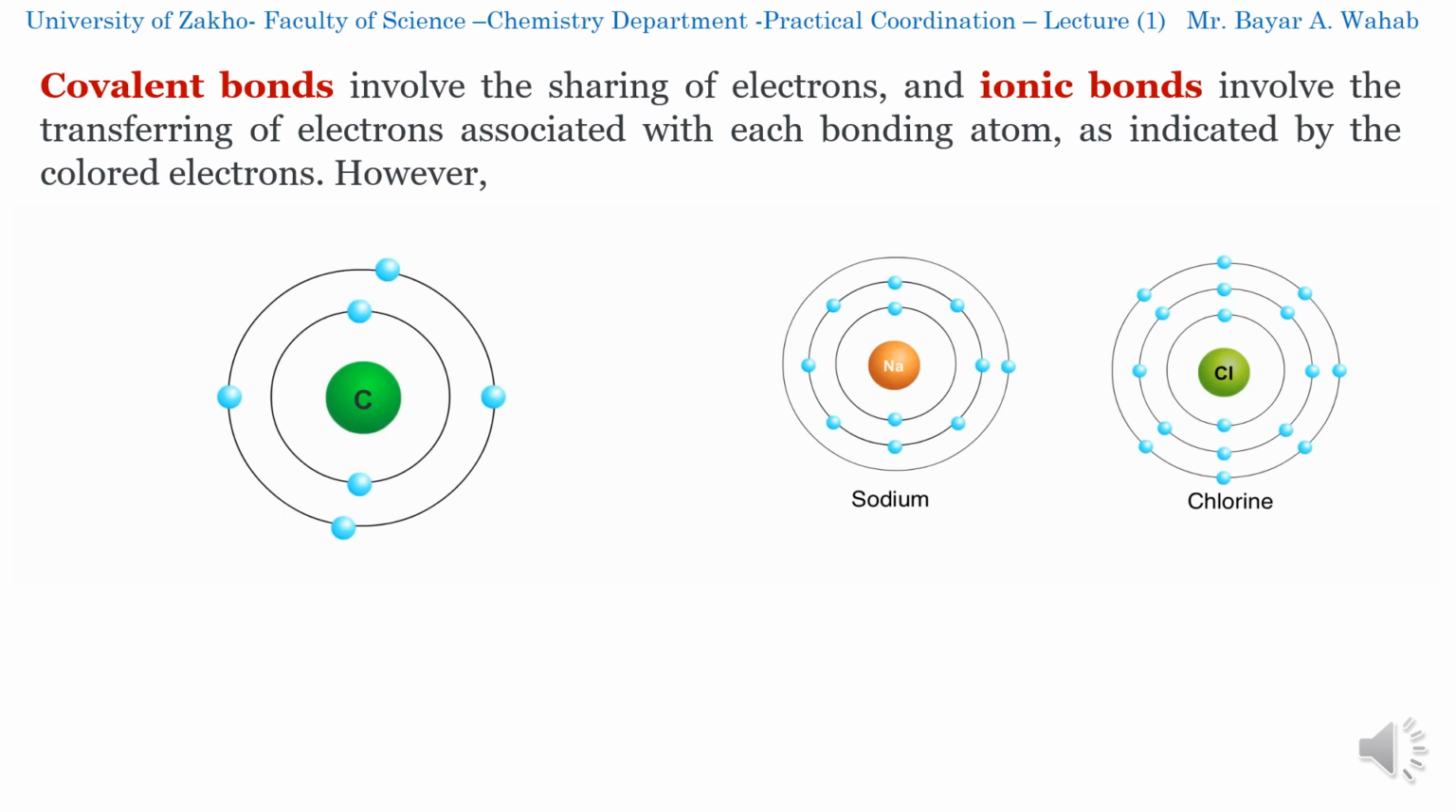The difference between the covalent bond and the ionic bond: a covalent bond involves sharing of electrons. That means we have two atoms, each one sharing one electron to form a covalent bond. But an ionic bond involves transferring of electrons between the bonding atoms. That means one atom loses an electron and another atom accepts an electron. As a result, the ionic bond is formed.